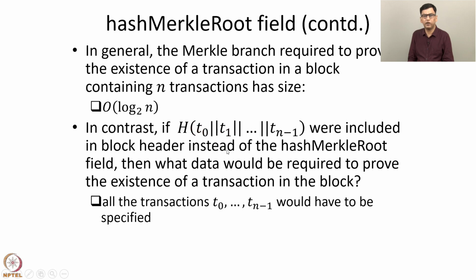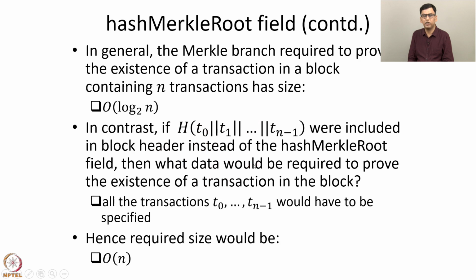So, we have to present all the transactions t0, t2 up to tn minus 1. So, all these transactions would have to be specified. So, then Bob can put them together along with t1 and verify that the hash is indeed the value that is there in the block header. So, hence the required size would be the size of the list of all transactions, and that is O(n), since there are n transactions. So, log n is much smaller than n.